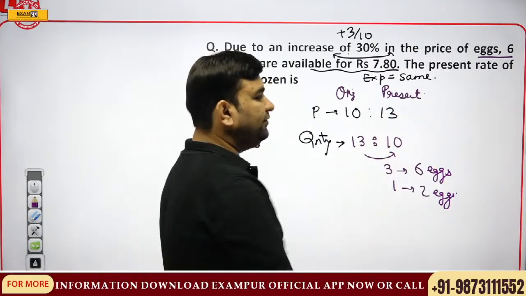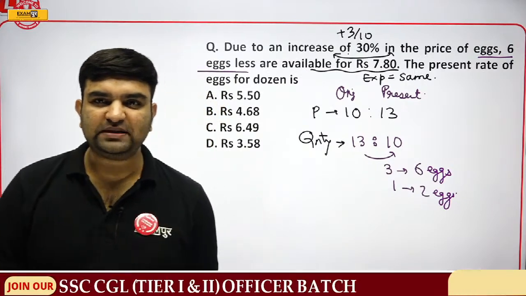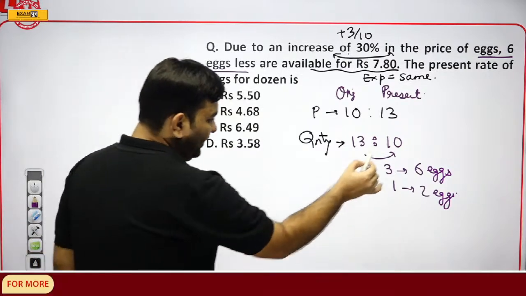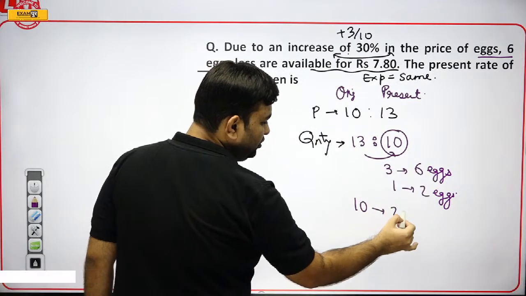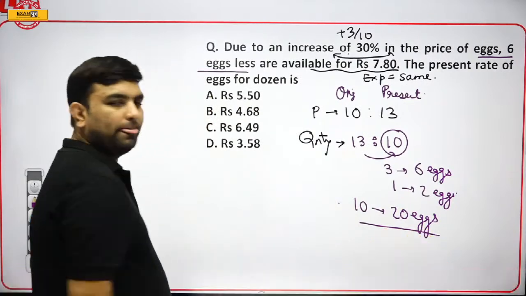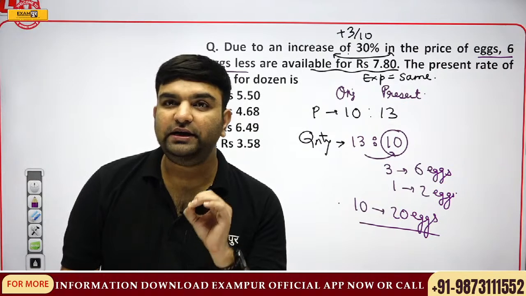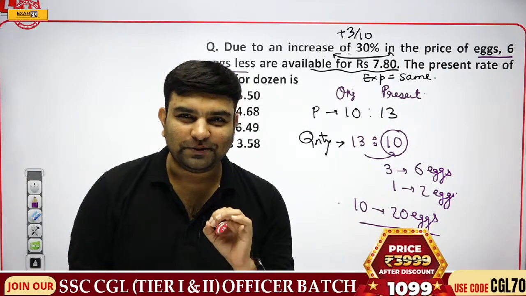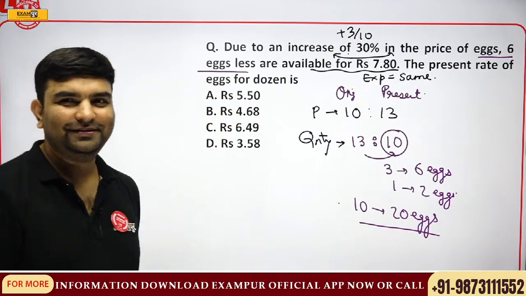For the present rate, the present quantity is required. So we will find out the present quantity, that is 10. So 10 is equal to 20 eggs. Is it clear, bacha, till over here?